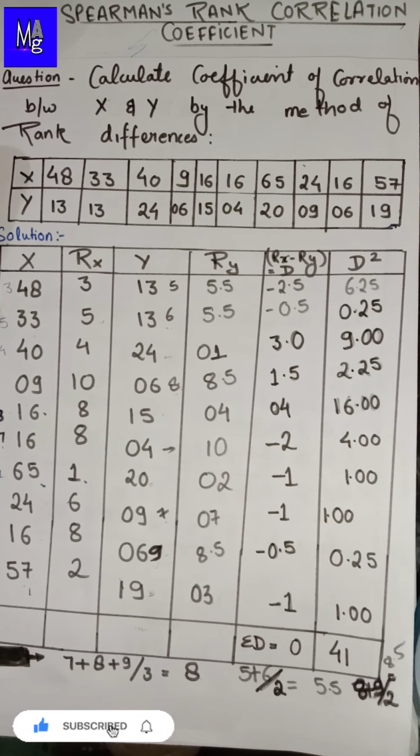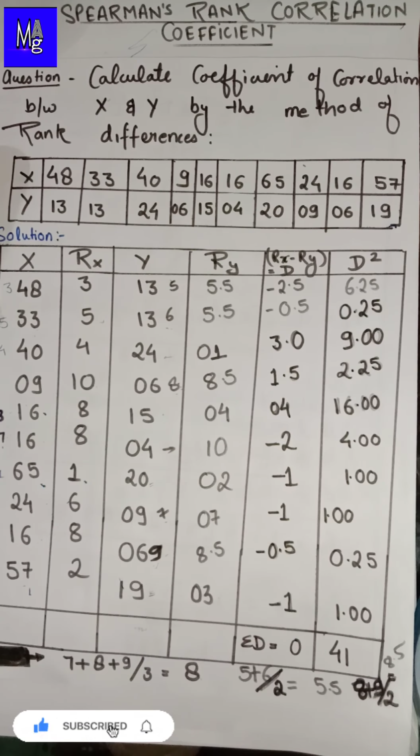We have noted these things. N is equal to 10, summation d square is equal to 41, and 16 has been repeated 3 times, and 13 and 6 have been repeated twice. So how should you deal with this? Summation d square is 41 plus 1 by 12 m cube. First of all, we have to make sure that m is the number of times an item has been repeated. That means 3 should be put over here.